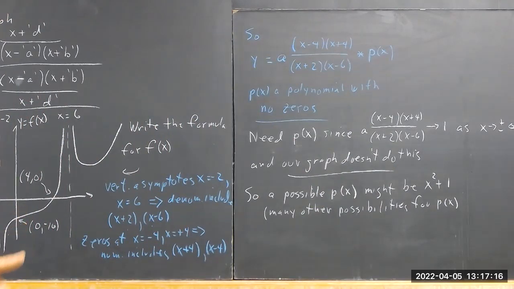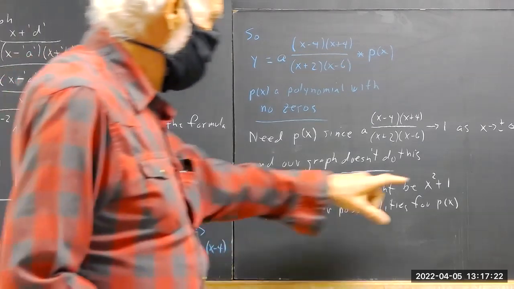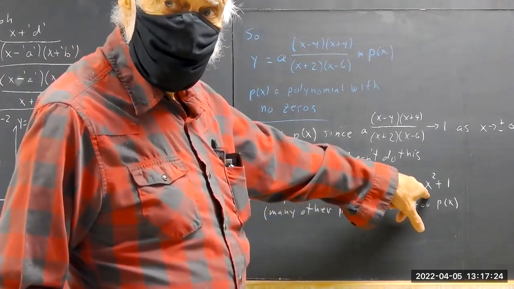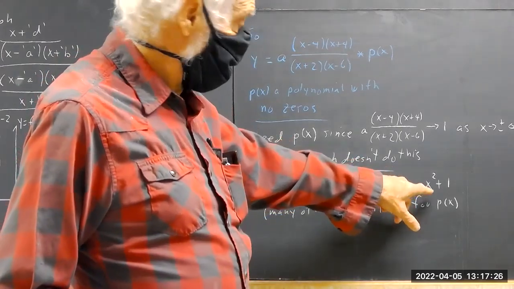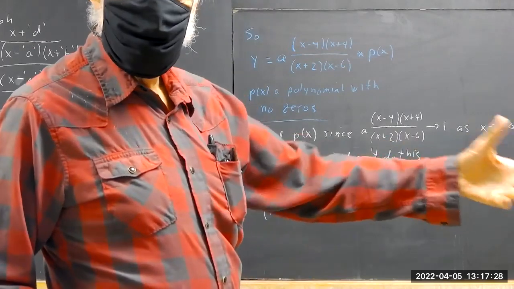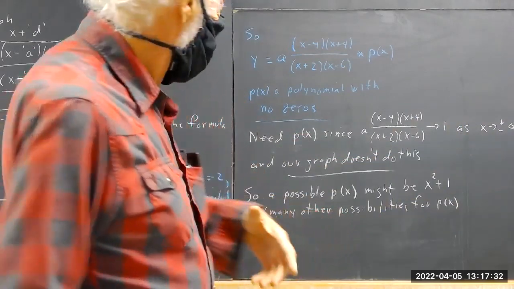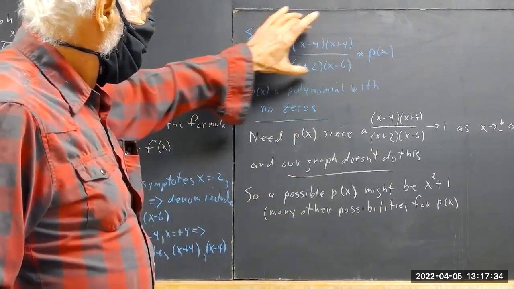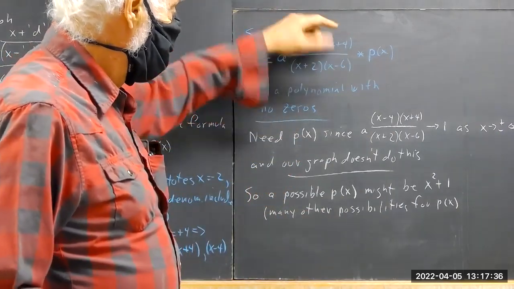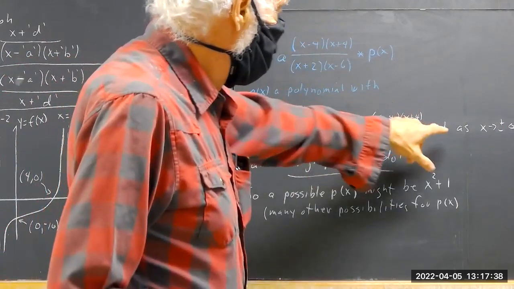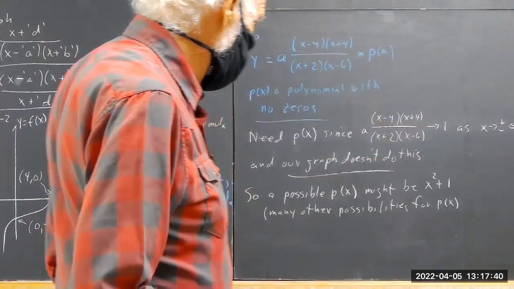Now, if it is, then it actually doesn't work, because x squared goes to plus infinity at both ends, and this part goes to plus 1.